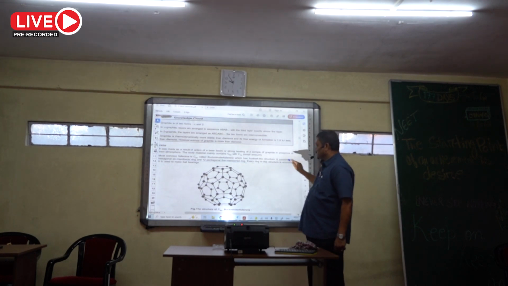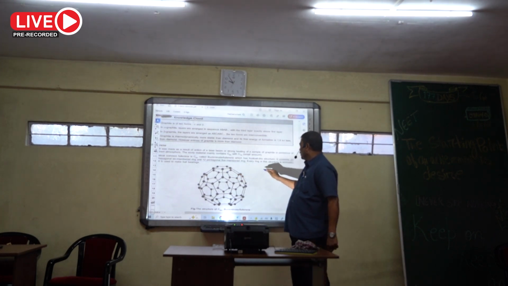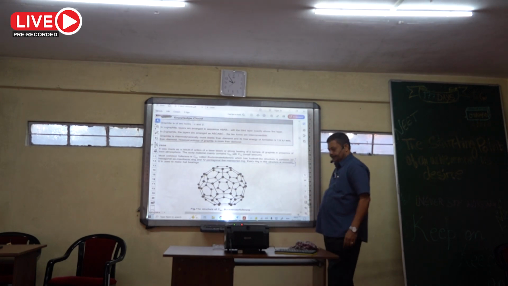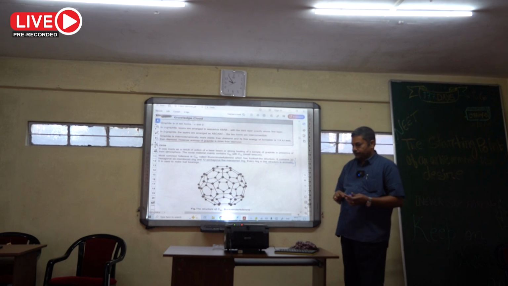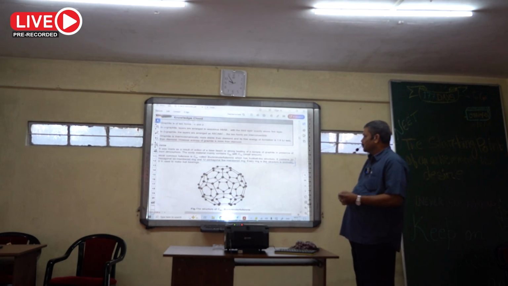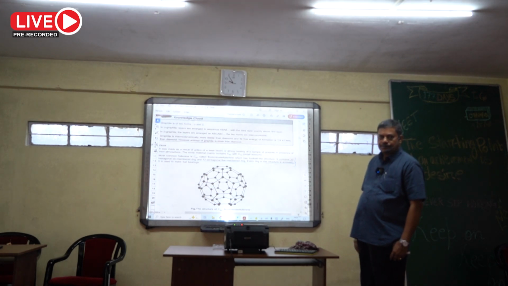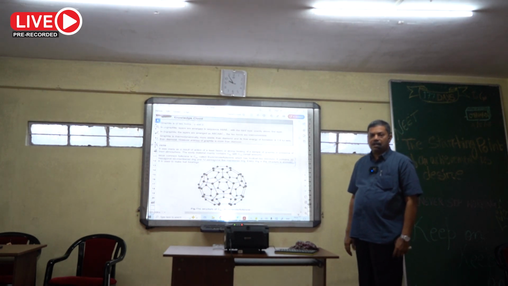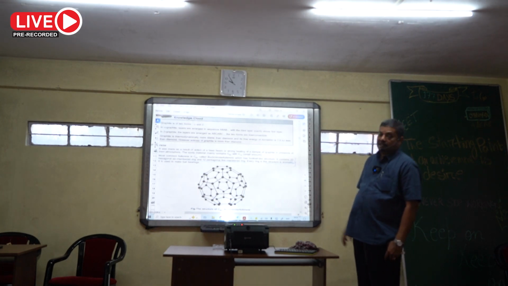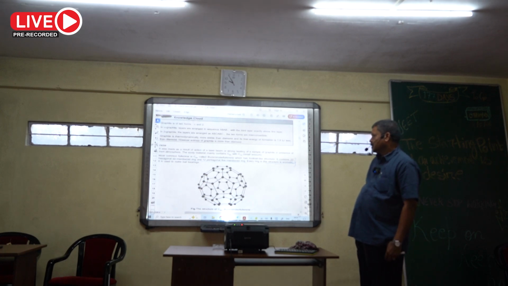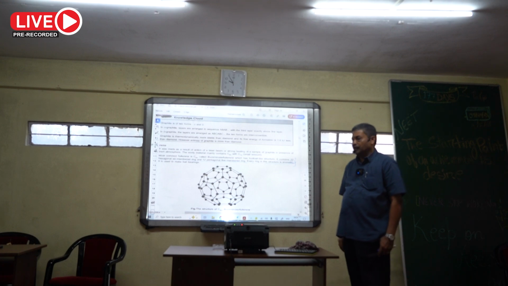Every ring in this structure is aromatic. This point is important. This football structure has a combination of hexagons and pentagons. How many hexagons are there? 20. How many pentagons? 12.